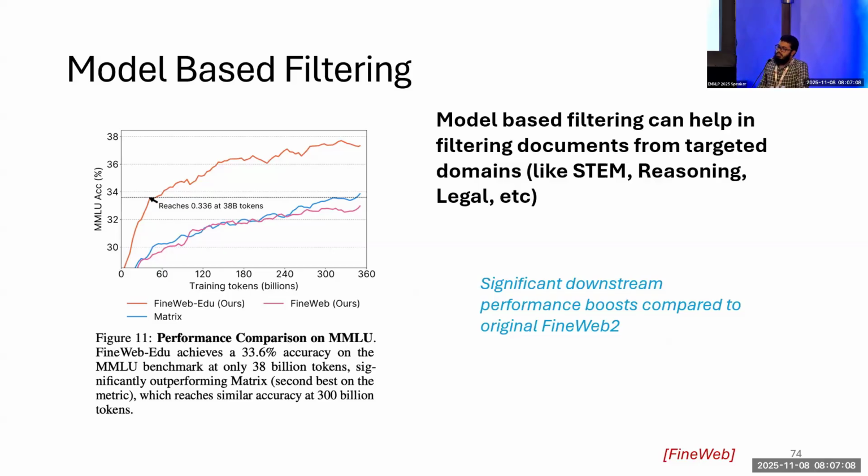This was something similar done by FineWeb EDU, wherein if you look at the orange line at the top, that's the data that has been filtered for these domains. And that simply reaches an incredible performance as compared to the raw FineWeb data. So you observe significant downstream performance boosts as compared to the original FineWeb data by this sort of filtering.